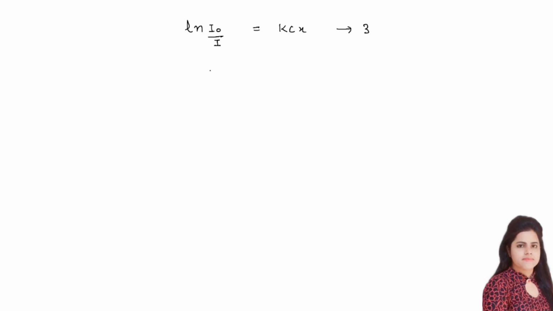Now I can remove this ln and I can write I naught by I, and I can use exponential e raised to power kcx, which is another form. So these are some forms you can note down, and then I can write one more form, I is equal to I naught e raised to power minus kcx, which is another form, or you can say it is my equation number 4.